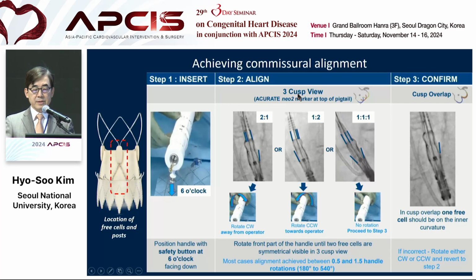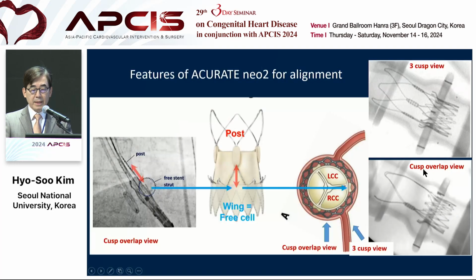Second, on the 3-cusp view, you have to advance the whole system until the annulus. Then you have to see 2 commissures, 2 free cells on both sides symmetrically. If it appears on the left side only, you have to turn left, counterclockwise. If you see the free cell on the right side, you have to turn right, clockwise rotation. Then you have to make this shape. Finally, on the cusp overlap view, you have to confirm the other free cell on the front side. The underlying mechanism is well explained in this scheme.